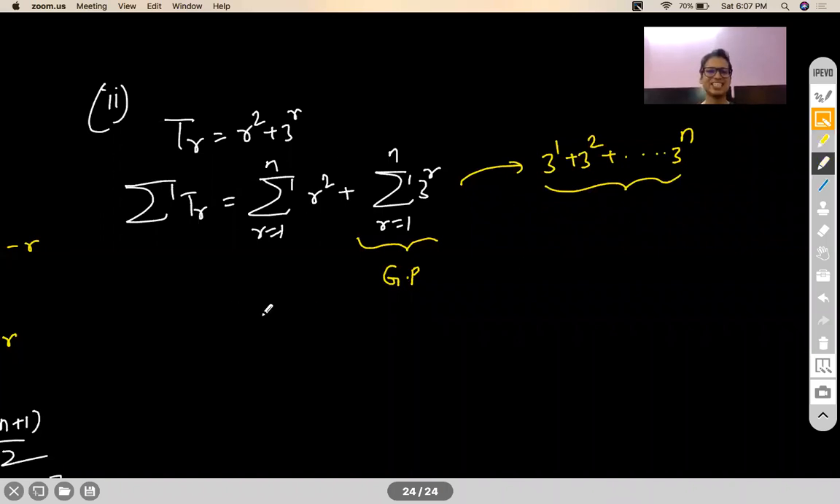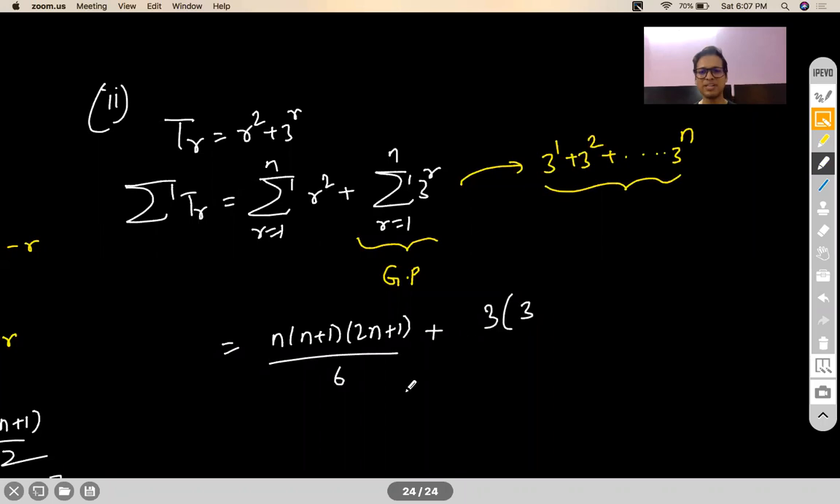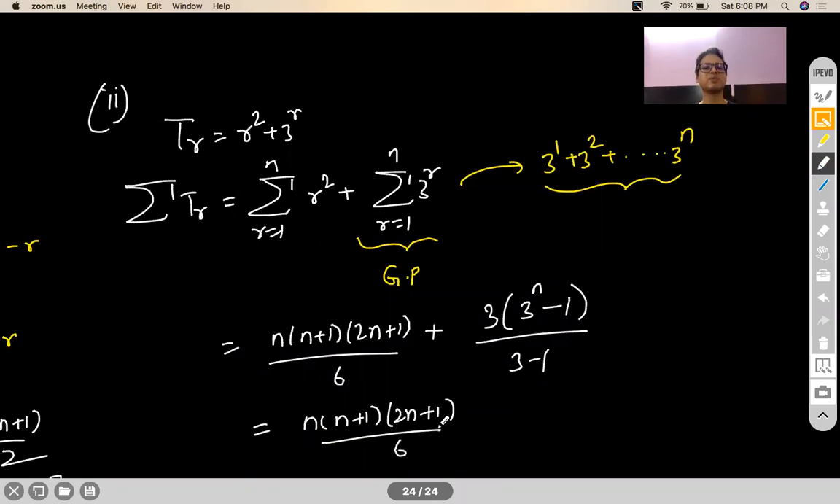Summation of r square is n into n plus 1 into 2n plus 1 by 6. And this guy's summation is common ratio to the power total number of terms minus 1, by common ratio minus 1. Of course this is going to be the answer, and I'm not going to simplify it because you already know the formulas. Okay, is the idea clear how it works?